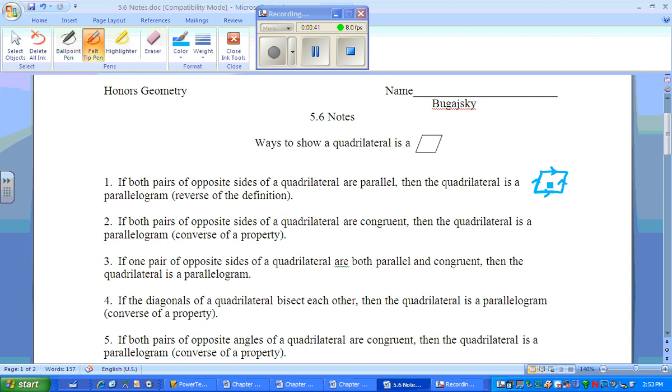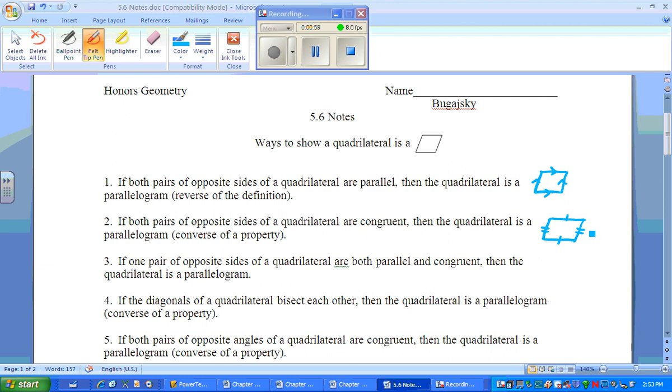Number two, if both pairs of opposite sides of a quadrilateral are congruent, then the quadrilateral is a parallelogram. So in this picture, you'd have the parallelogram. These two sides are congruent. These two sides are congruent. Then you know it's a parallelogram.